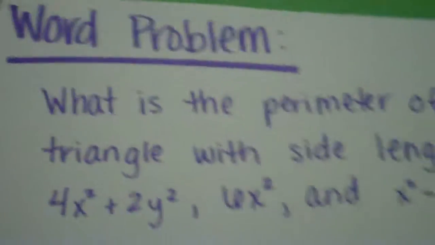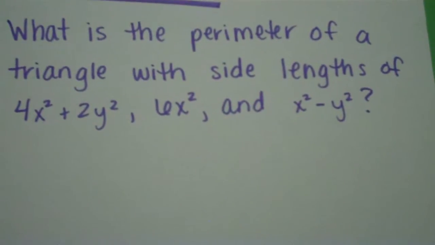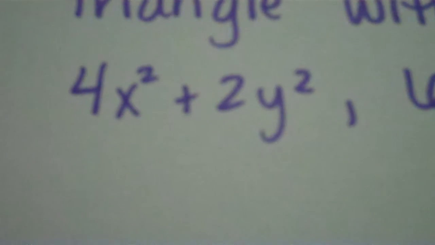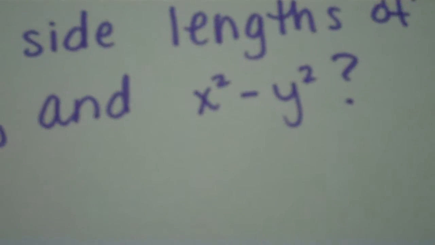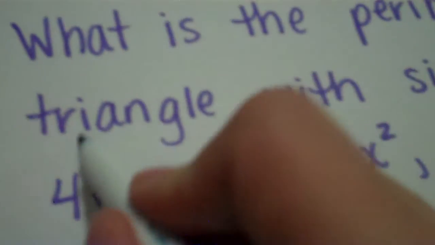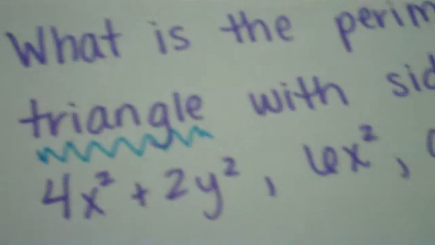Okay? Let's look at a word problem here real quick. You don't have to write it down word for word, but what is the perimeter of a triangle with side lengths of 4x squared plus 2y squared, 6x squared, and x squared minus y squared? And real quick, we had an assignment like this, and y'all completely messed this up. It says triangle, so do not write a rectangle. This is a triangle.